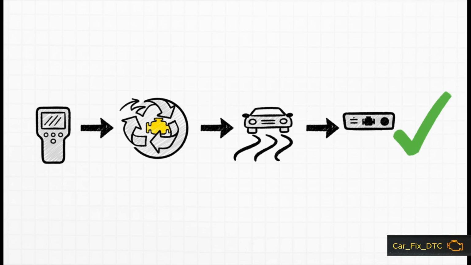After you do any repair, you have to plug that scan tool back in and clear the code. Then, and this is the key, take the car for a good long test drive to make absolutely sure that check engine light stays off and you've really fixed the problem for good.